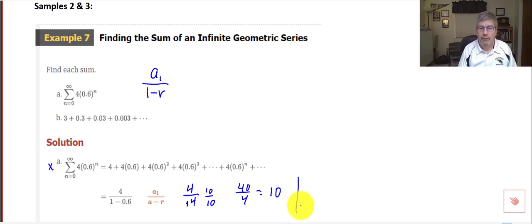You could do this as a fraction if you wish. We could have 4 over 4/10. Division is multiplying by the reciprocal. So we have 4 times 10 over 4. And our 4s simplify. And once again, we get 10.